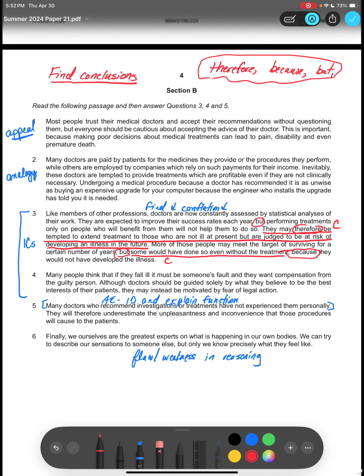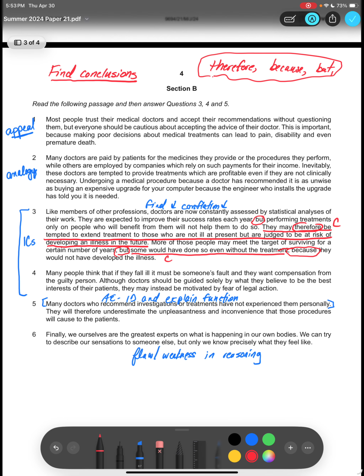Then paragraph 4. Many people think that if they fall ill, it must be someone's fault, and they want compensation from the guilty person. Although doctors, now this right here, this is a counter word. And that's another place.